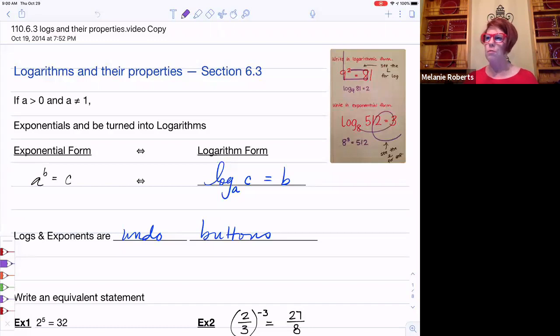From your video, you had switching back and forth between exponential form and logarithmic form. I'm not going to go back through that. Let's just go ahead and put it into practice. The big deal here is that these guys are undo buttons of each other. An exponential is undone by a logarithm. A logarithm is undone by an exponential.